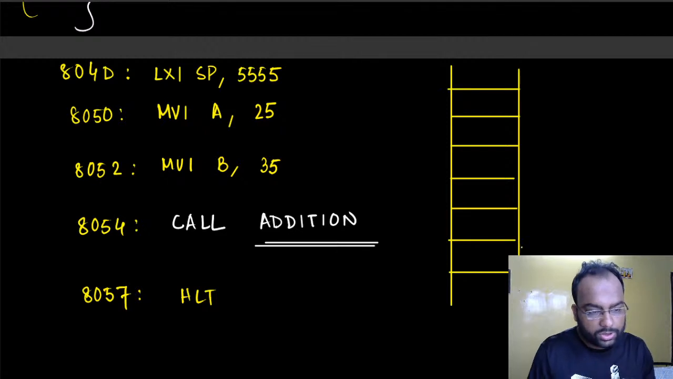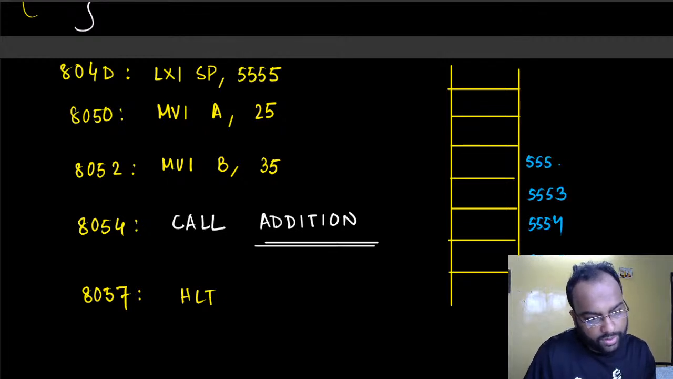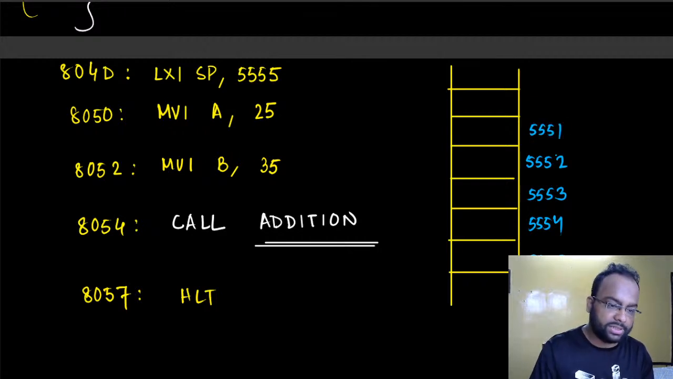All right. So this is where the stack pointer is pointing currently. So this is memory location, let me write down, 5555. So 5554, 5553, 5552. I don't need much.